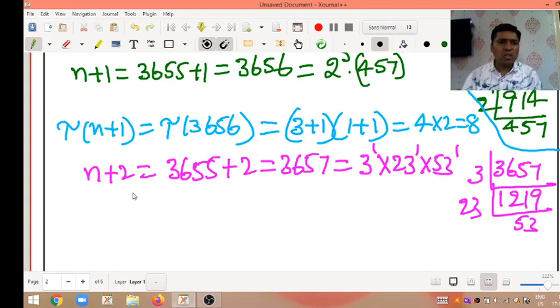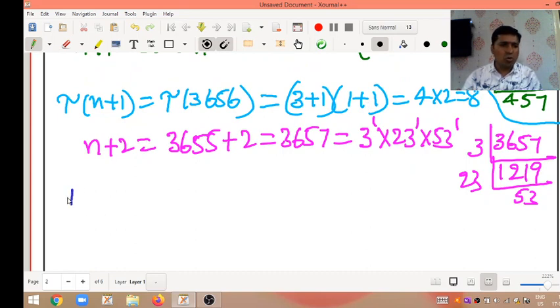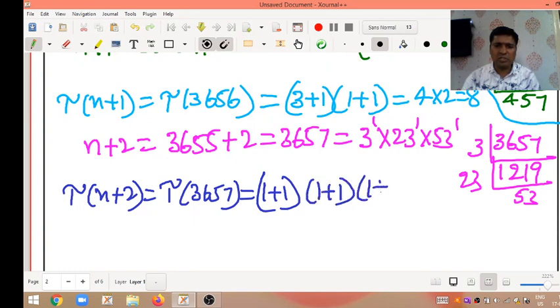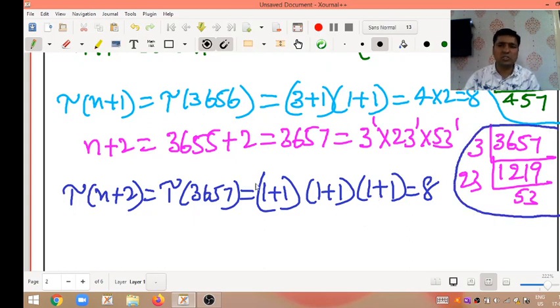So that means what? τ(n + 2) is equal to τ(3657), which is equal to, k + 1 means how much? k1 value 1. k1 + 1 means 1 + 1 into k2 + 1 means 1 + 1 into k3 + 1 means 1 + 1. That is also 8. That is also 2 into 2 into 2. 8 will come, my dear students.